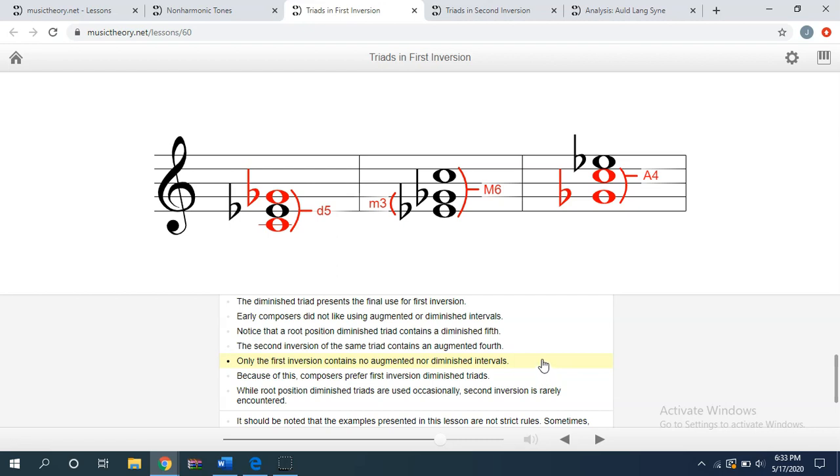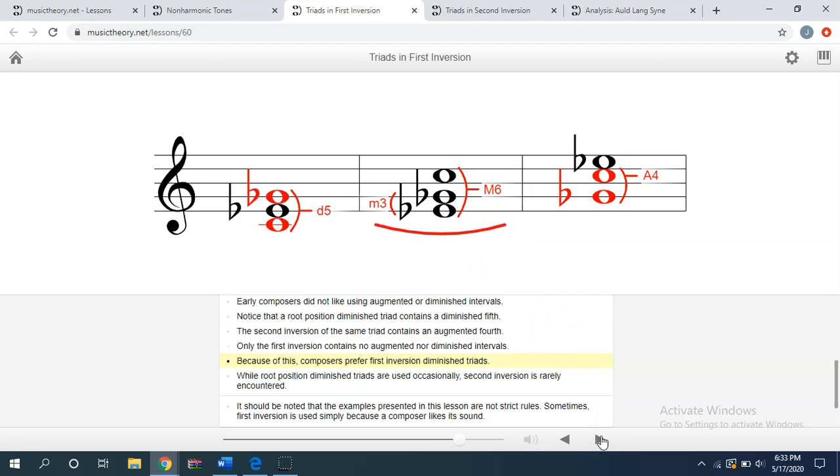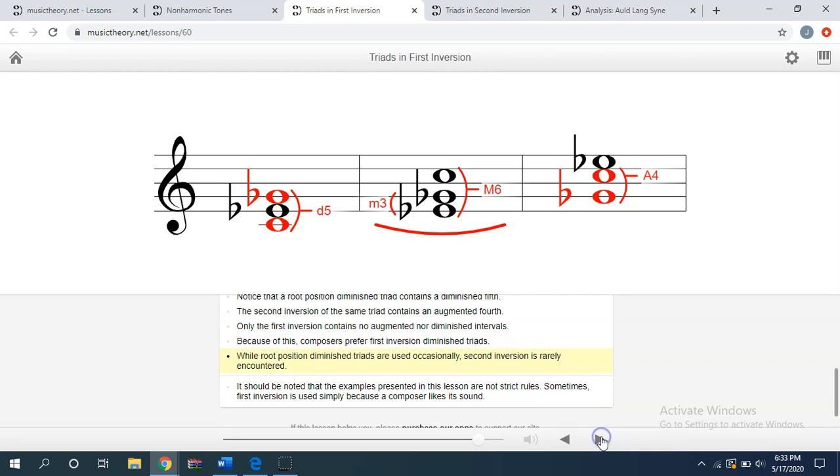Sorry, when I meant different, I meant basically the same. An augmented fourth and a diminished fifth are the same interval size, just a different name. So the second chord in the middle contains neither of those intervals. So that's why a lot of composers, when they use diminished triads, will use them in first inversion so they can avoid those clashing sounds. While root position diminished triads are used occasionally, second inversion is rarely seen or encountered.